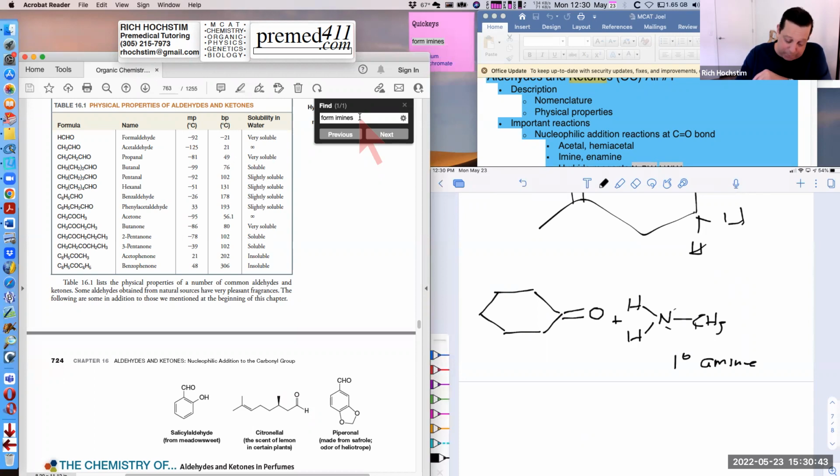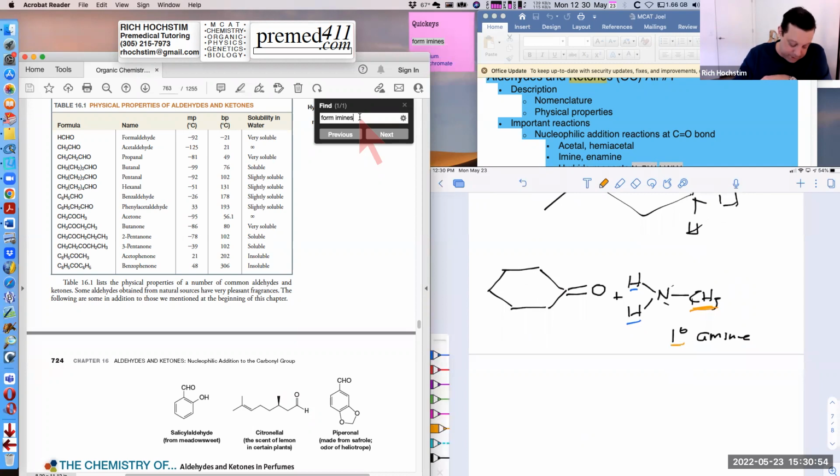Now, the way it works is a primary amine is going to have two hydrogens here. And the reason it's going to be primary is it's got one R group there. One R group is going to make that a primary amine. And what we're going to do is have this react with a pH of about 4.5. That's not that important.